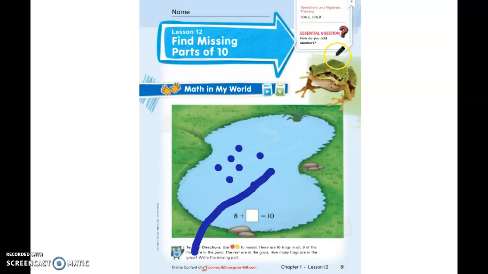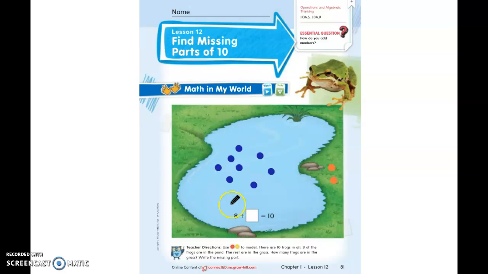We got rid of that part of our question. So now let's look at our second part. 8 of the frogs are in the pond. The rest are in the grass. So we already put 8 here. We have to make 10. So that means I'm going to come over here and get my orange counters. And I am going to count up to 10. So I have 1, 2, 3, 4, 5, 6, 7, 8, 9, 10. So there's the other that are in the grass.